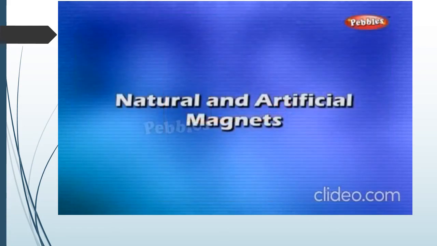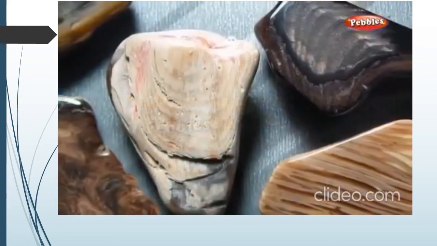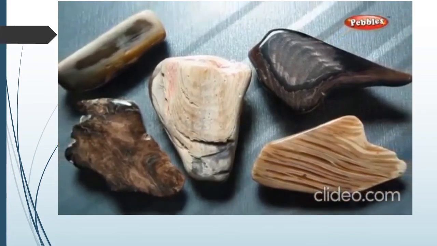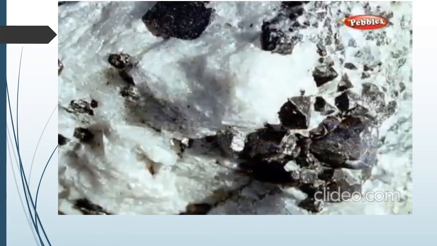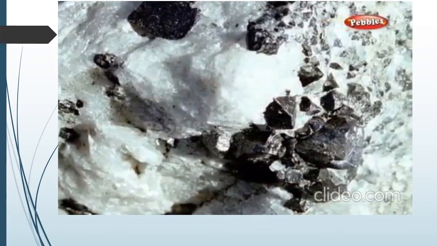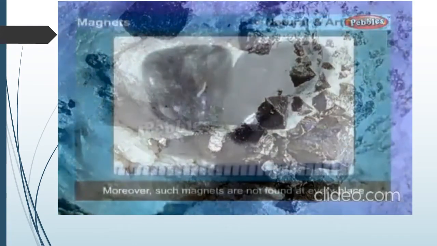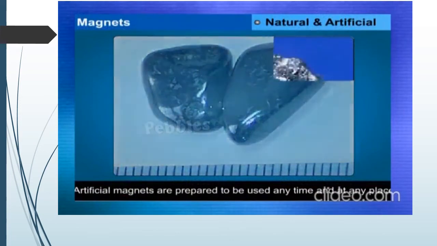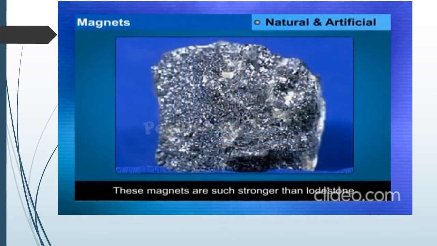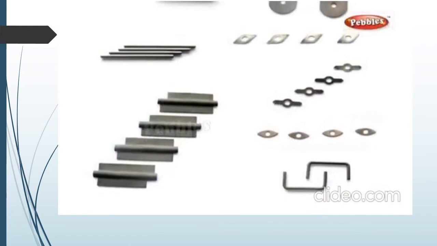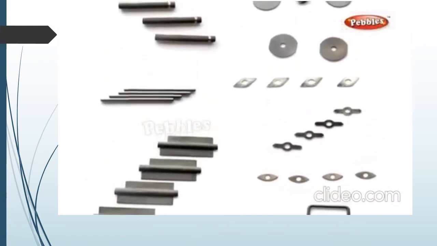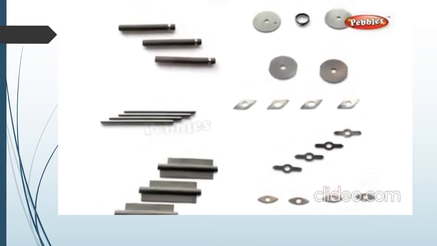Natural and artificial magnets. Lodestone and magnetites are natural magnets because they are found in nature. Natural magnets have a low magnetic power. Moreover, such magnets are not found at every place. So, artificial magnets are prepared by man to be used at any time and at any place. These magnets are much stronger than lodestone. Artificial magnets are made in many shapes. They may be rods, flat bars, U-shaped, or like a horseshoe.